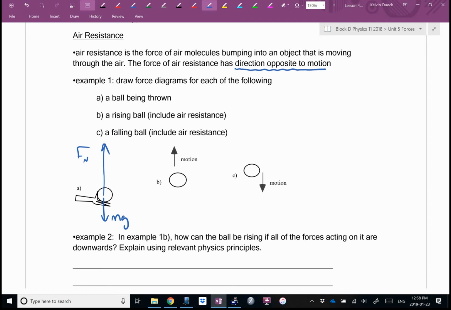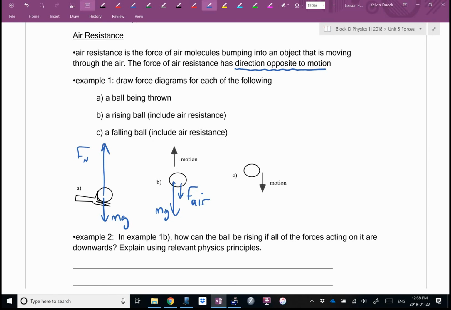Now we're in the air on the way up. What are the forces acting on it? Get the obvious one. What else? What does it say to include? Air resistance. Which way? Which way is the ball moving? So which way is air resistance? And you can call it F air or F drag or something like that. Anything else? I think that's it once it's left my hand.